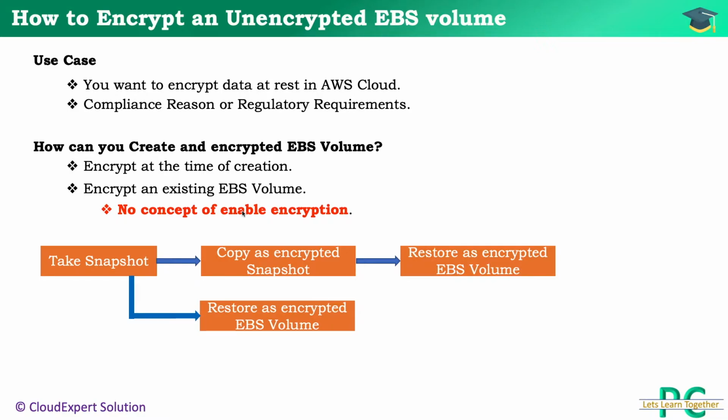Now let's quickly move to the AWS Management Console and let's see all the processes in action. We'll start with how to create an encrypted EBS volume. Then we'll take an unencrypted EBS volume and we'll try to create an encrypted EBS volume from the unencrypted EBS.